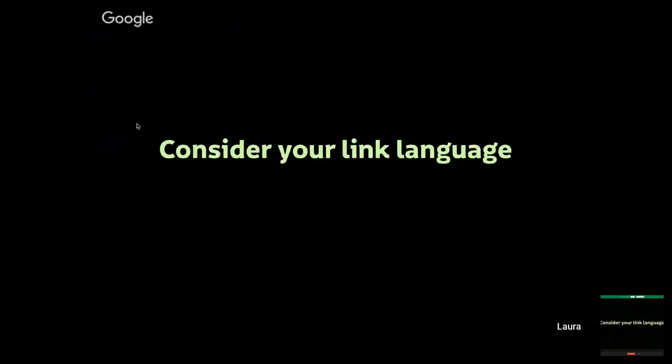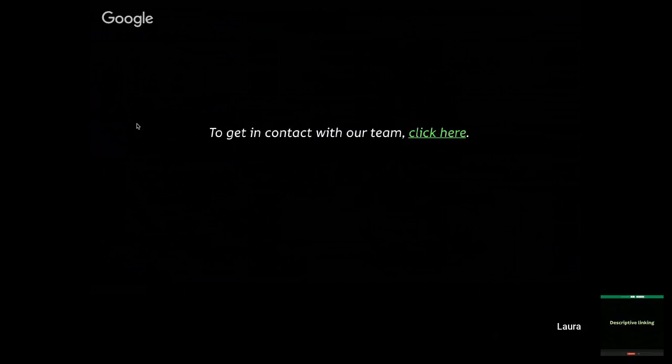One of the biggest things that I come across on so many websites is link language. Links are such a key part of the web, so it's important we actually consider the text we're linking with. Descriptive linking is the best way of doing this, where the link actually describes its destination, so the reader actually knows where they end up if they follow that link.